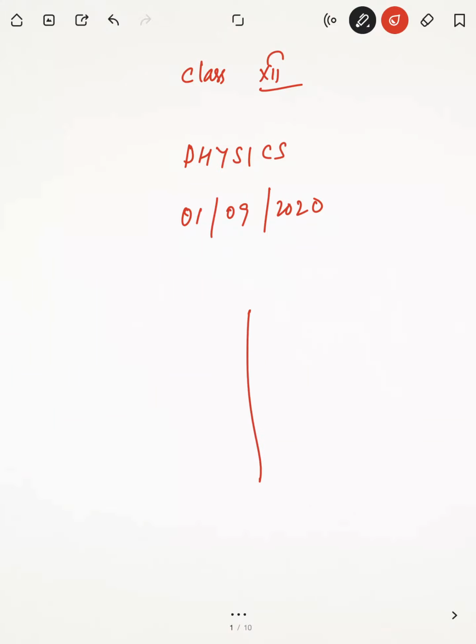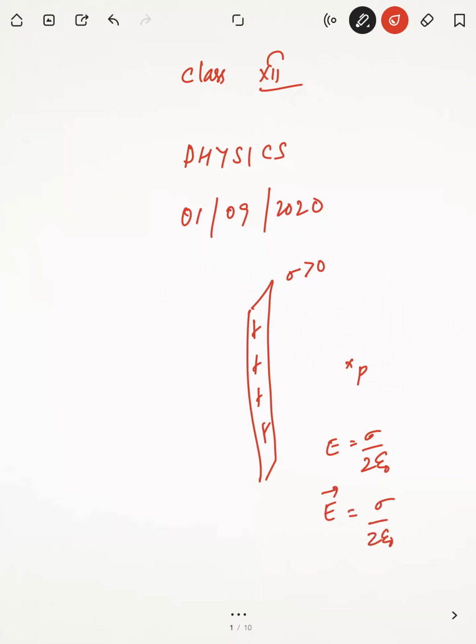If you have a thin sheet of charge having sigma greater than 0, then the electric field at the point P is governed by E equal to sigma by 2 epsilon 0. In vector form, E vector is equal to sigma by 2 epsilon 0 r cap. Here r cap is a unit vector directed normal to the sheet, radially out, perpendicular and out. The magnitude of the electric field is independent of the distance. So whether we take the point P here or some other point Q, the electric field is the same. Direction is normal to the sheet and outward.